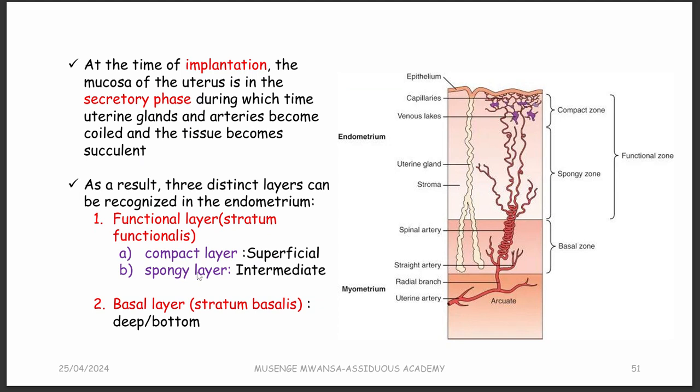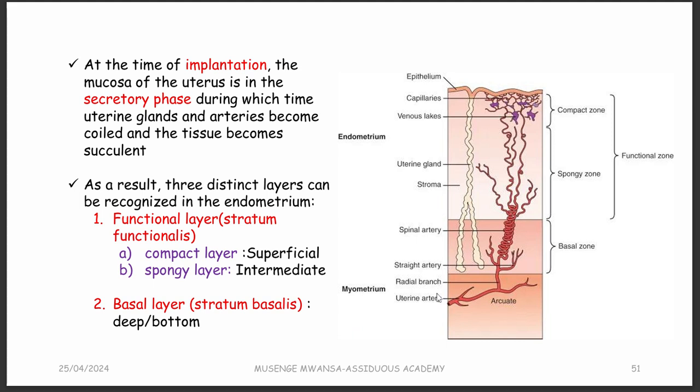Remember we are saying that the whole uterus is going to have 3 layers: endometrium, myometrium, perimetrium. But the endometrium also has 2 layers: the functional layer, which is known as the stratum functionalis, and the basal layer, stratum basalis. The functional layer also has 2 layers: the compact layer and the spongy layer. The compact is superficial, small on top, and then the spongy is down.